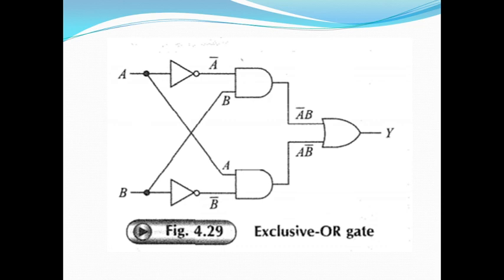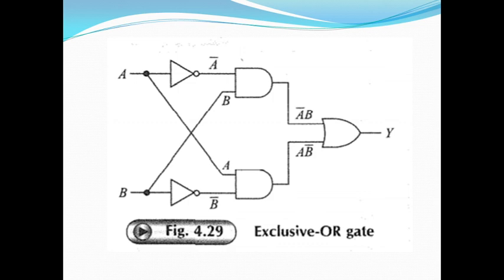What happens? If you see the circuitry, A is low, so A bar is going to be high. But B is low, so output of that upper AND gate is going to be low. Lower AND gate, A is low, so output of the lower AND gate is also going to be low, because one of the inputs is low, the output is low. So both the inputs of the OR gate are low, so Y is going to be 0.